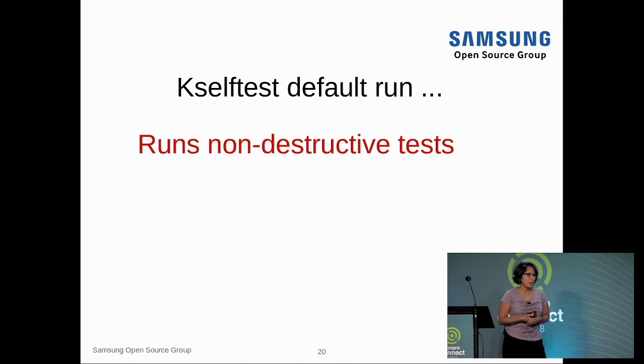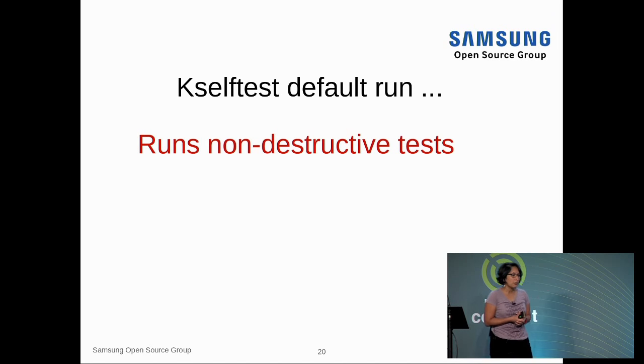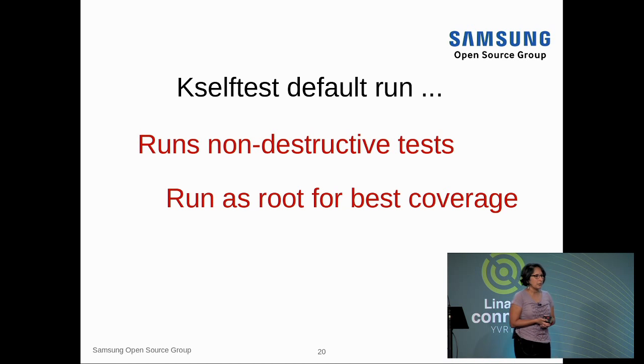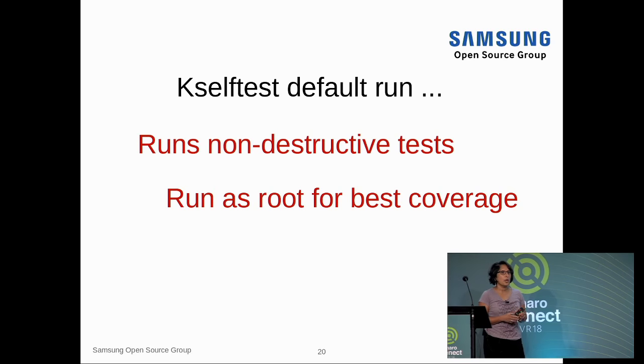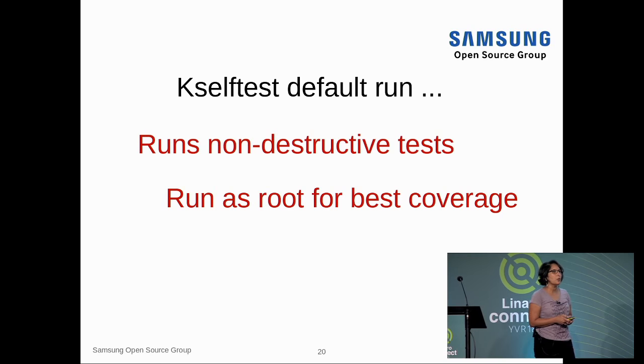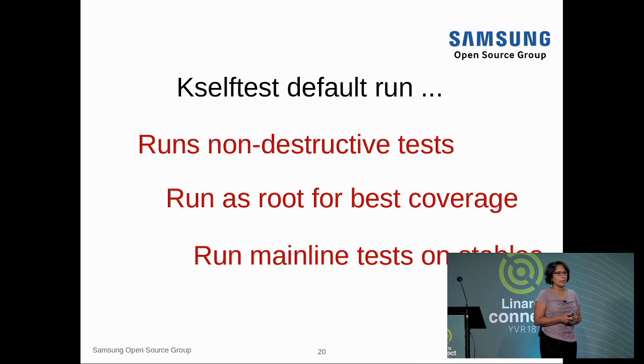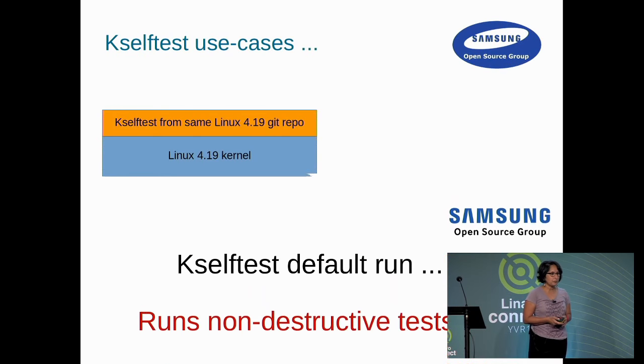So what does default run? When you are running Kselftest default, what do you do? It runs non-destructive tests, because we want this to be a default run. And there are a lot of tests that need to be run as root, so being root gives you the best coverage. I always recommend running mainline, taking the RC, the current release, and running it on stables for best coverage.